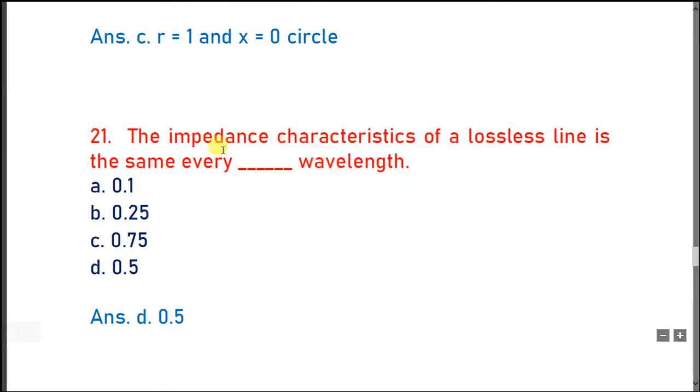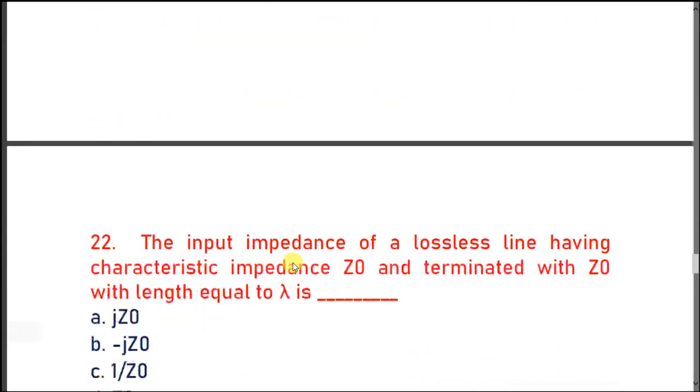Next, the impedance characteristics of a lossless transmission line are the same for every dash wavelength. If you know the characteristics of the lambda by 2 wavelength, then the impedance is always the same after every lambda by 2 rotation. So the answer is lambda by 2, that is equal to 0.5. So the answer is D, 0.5.